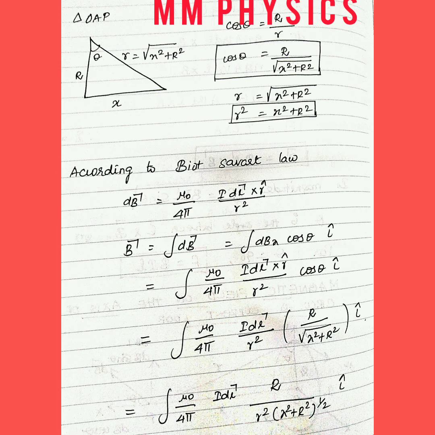So B vector is equivalent to the integral of dB vector, which is equivalent to the integral of dBx cos theta into I cap. Now substitute the value of dBx from Biot-Savart law and the cos theta value from the triangle. Then r cap is the unit vector, so r cap into I vector will give you the same thing, that is I cap. So substitute all the values, you will get mu o divided by 4 pi, I dl vector into r divided by r square into x square plus r square to the power 1 by 2. Square root we can take in terms of 1 by 2. So r square into x square plus r square to the power 1 by 2 into I cap.